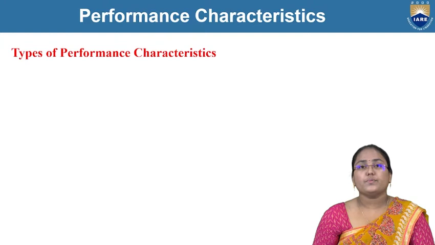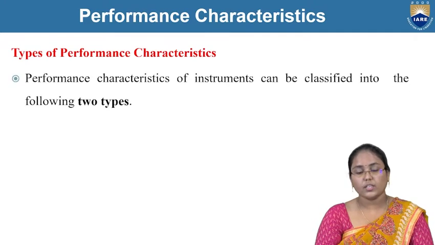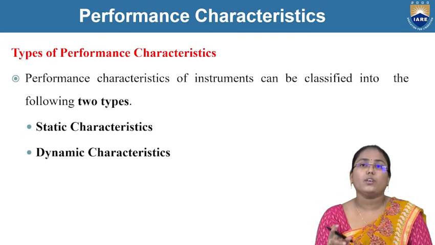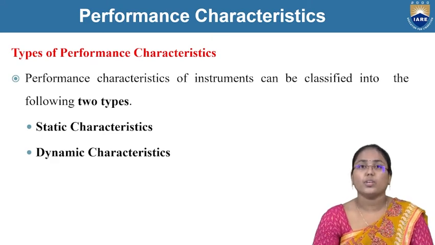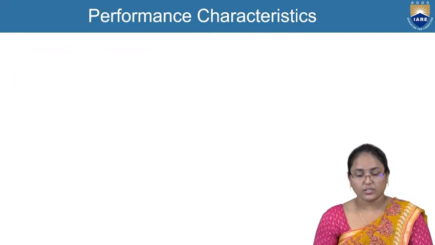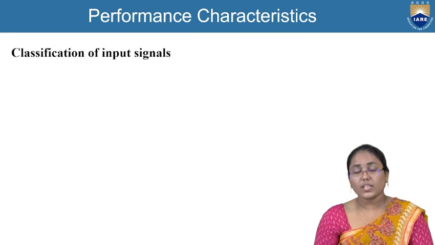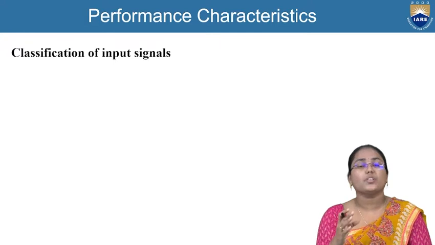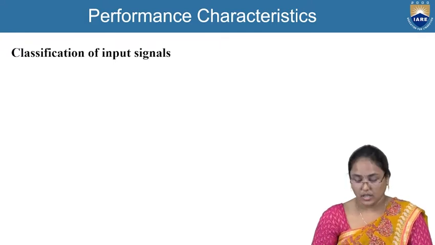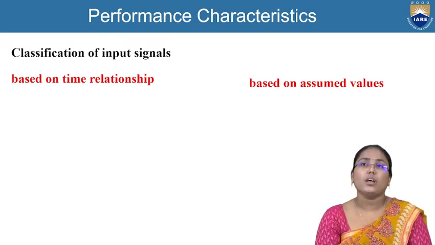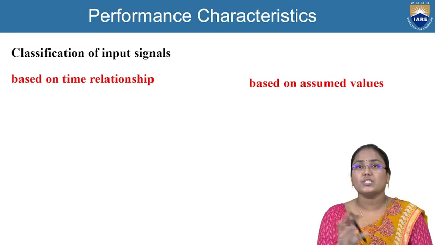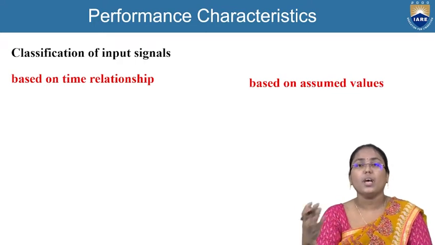Next one is the types of performance characteristics. There are two types of performance characteristics: static characteristics and dynamic characteristics. These are basically divided based upon the classification of the input signals. The classification of input signals is based on the time relationship and on the assumed values.